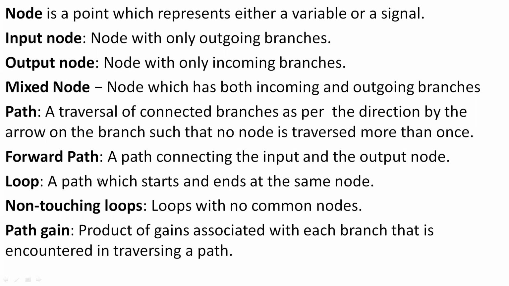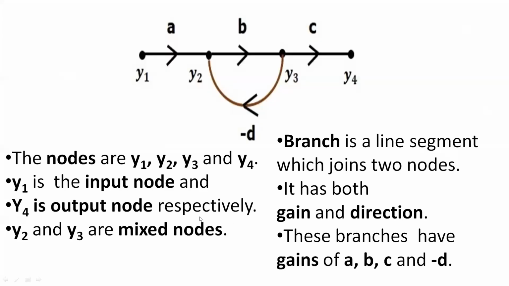Forward path is nothing but a path connecting the input and the output node. Loop is a path which starts and ends at the same node. Non-touching loops are loops with no common nodes. Path gain is nothing but the product of gains associated with each branch encountered in traversing the path. Let's understand each one by one in this pictorial.